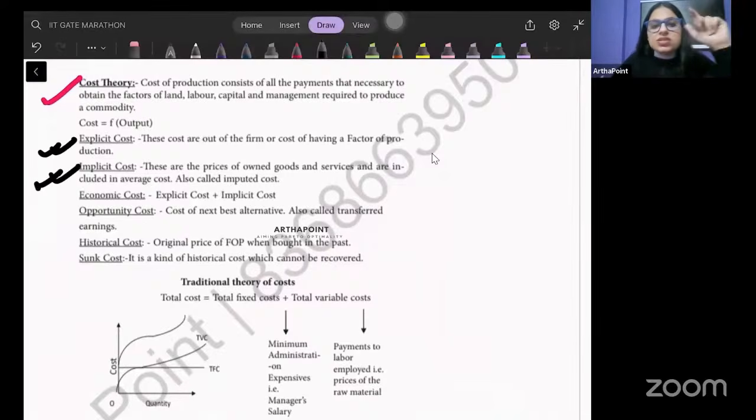Implicit cost means cost that is accounted for the services of the owner himself. So if I am working in my institute, the money I could have earned by working outside, that is my implicit cost. Explicit cost plus implicit cost is called the economic cost. The cost of next best alternative is called the opportunity cost.